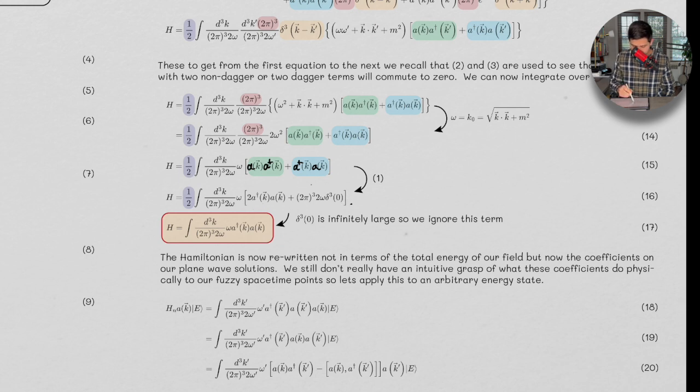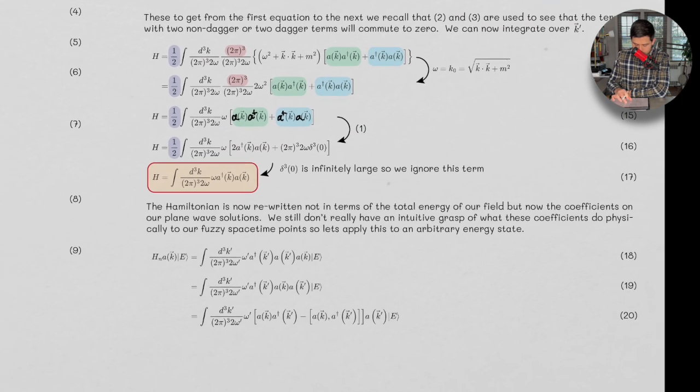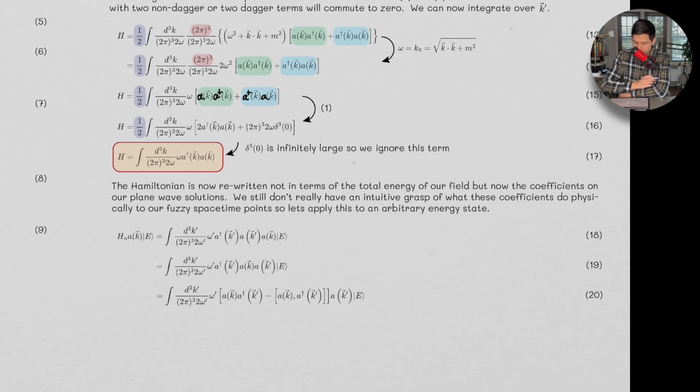So I'll just erase my messy handwriting, and we get to here now. Because this thing is infinitely large, we're going to ignore this term. All right. So this 2 is going to cancel out with the 2, and we get this. So the Hamiltonian is now rewritten not in terms of the total energy of our field, but now the coefficients on the plane wave solutions.